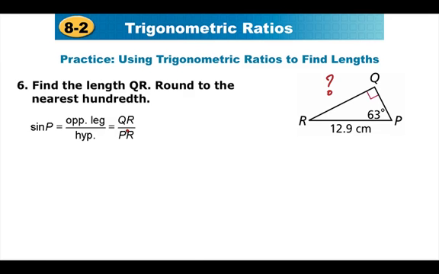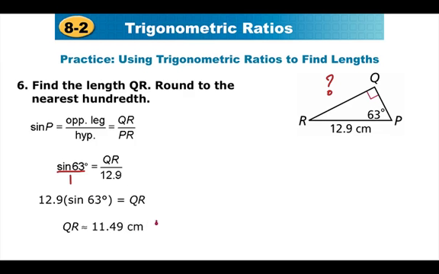I substitute the given information that I know. I know that P is 63. I know that PR is 12.9. And then at this point, again, this is over 1. Cross multiply. I get the following. At this point, I don't have to divide anything. I just need to punch this into the calculator: 12.9 times sine of 63. And this is what you get for your answer. QR is approximately 11.49 once you round to the nearest hundredth, centimeters. Next slide.